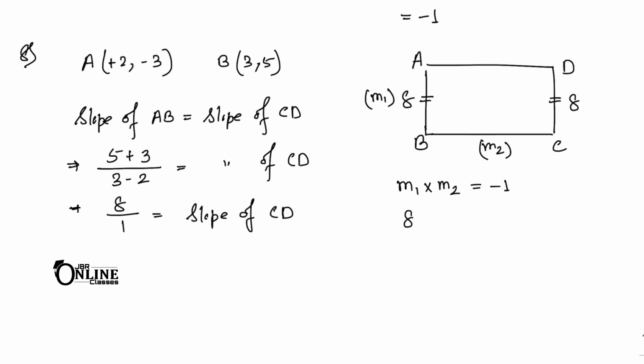So as here m1 is 8, then definitely m2 equals minus 1 by 8. So as here the slope of BC equals minus 1 by 8, and definitely BC is equal to AD. So here the slope of AD is also minus 1 by 8. Clear? So the first answer is minus 1 by 8, the second answer is 8, and the third one is also minus 1 by 8.